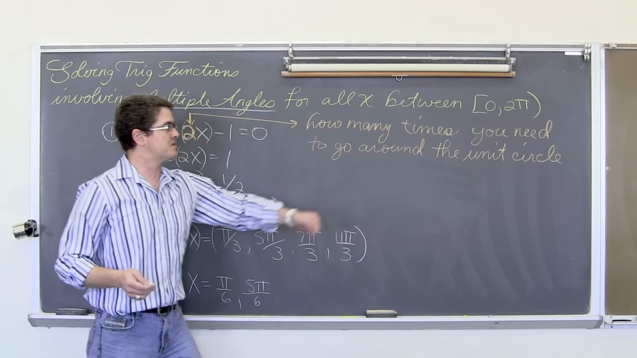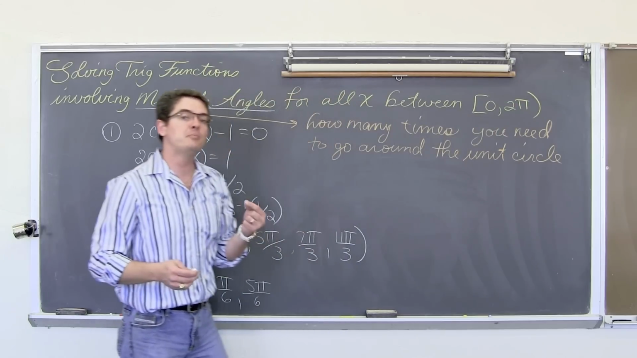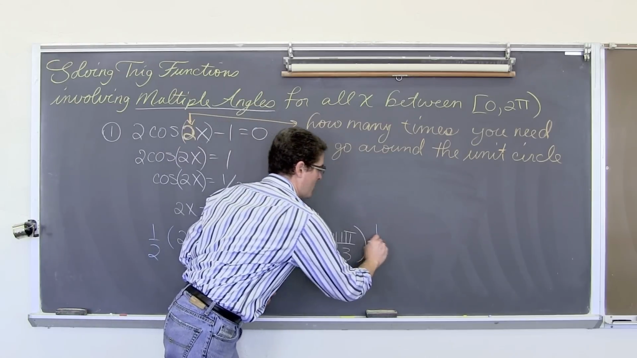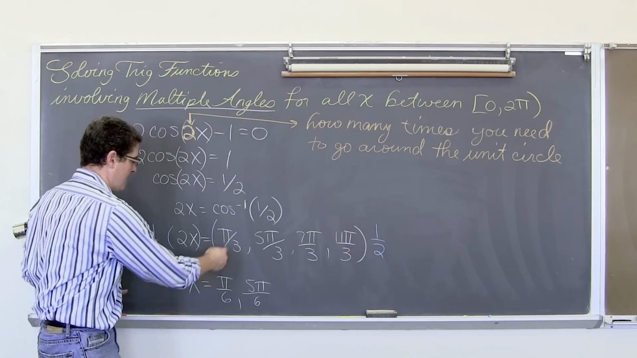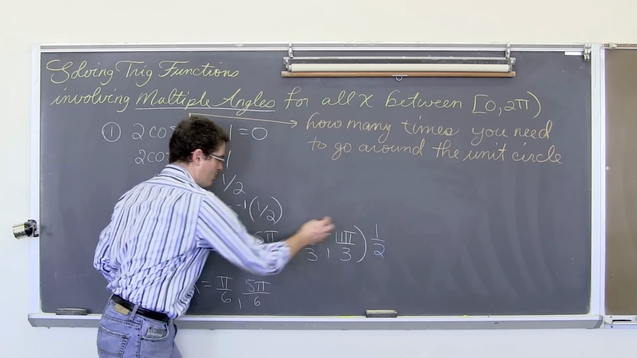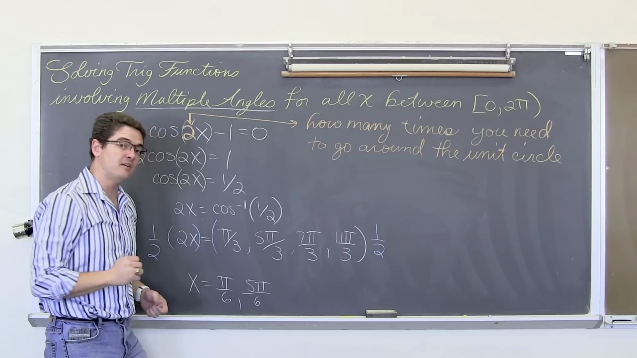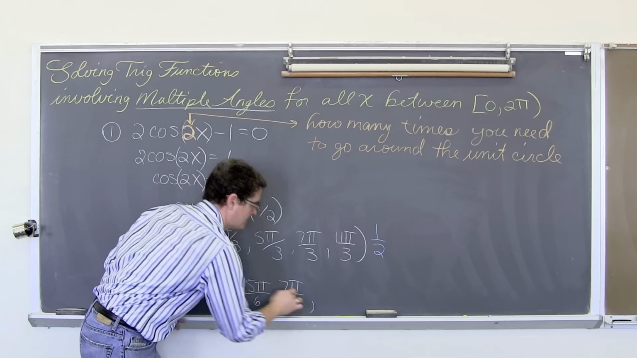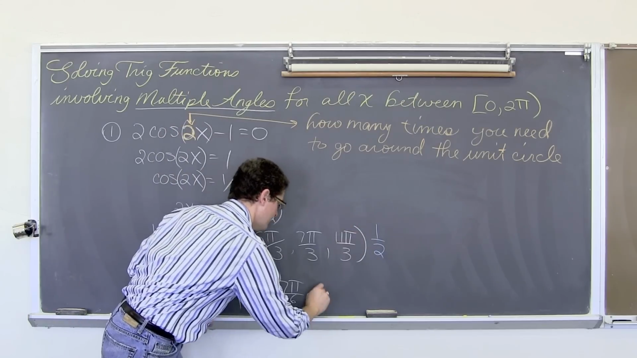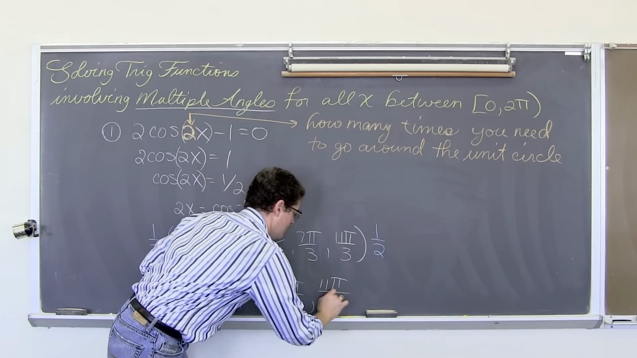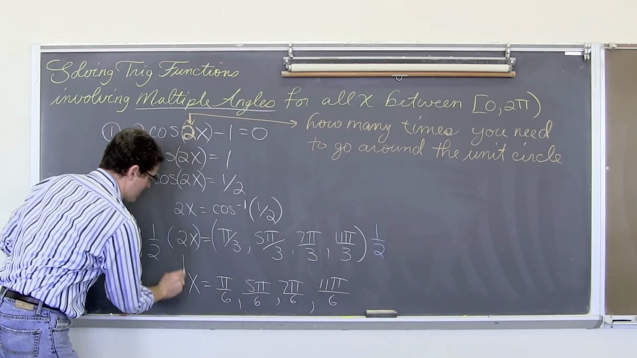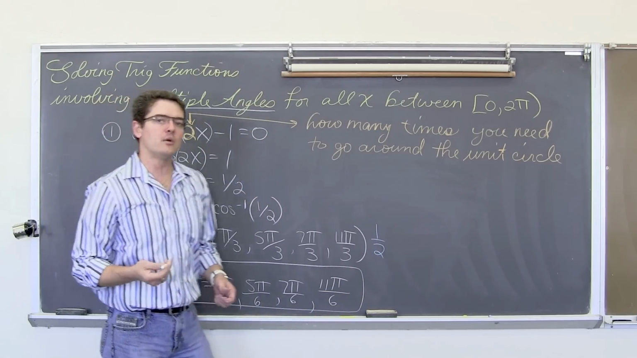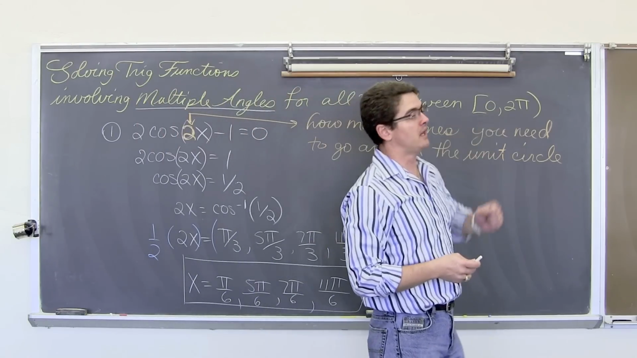7 pi over 3 and 11 pi over 3 are bigger than 2 pi, but I haven't finished my last step, which is multiplying both sides of this equation by 1/2. And now we've got the pi over 6. We've got 1/2 times 5 pi over 3, which is 5 pi over 6. And then 7 pi over 6 and 11 pi over 6. And this isn't always going to happen, but all of these answers here are on the unit circle, and we are comfortable knowing that all of those are definitely less than 2 pi.